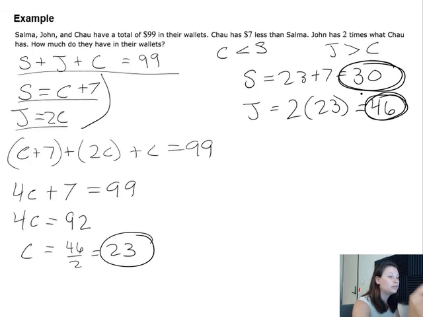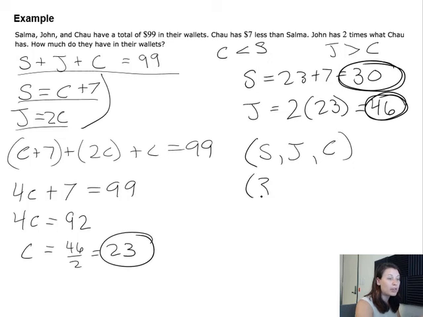That's the third one. So that means we have what then? If we put it in S, J, C format for an ordered triple, that means we have 30, 46, and 23. Okay? So that is section 8.2.